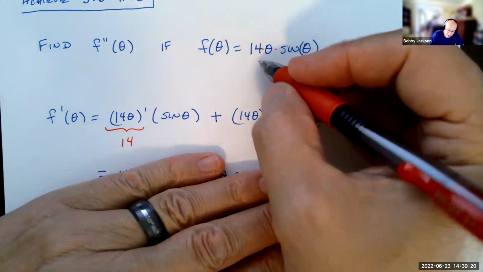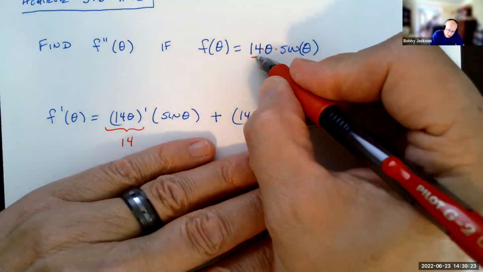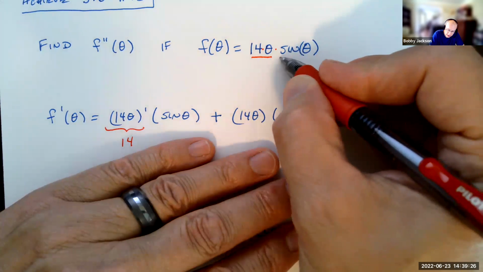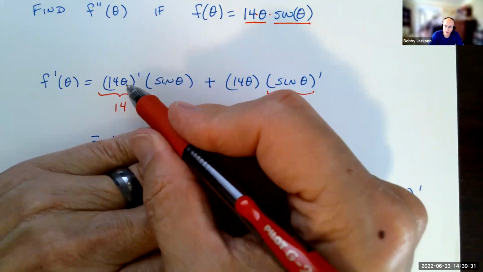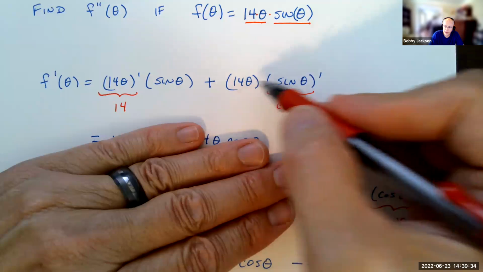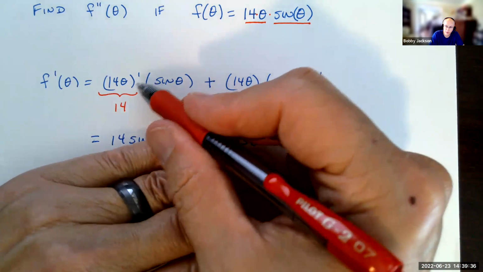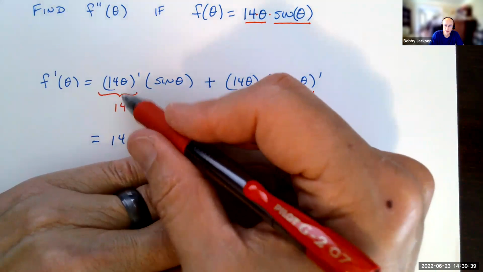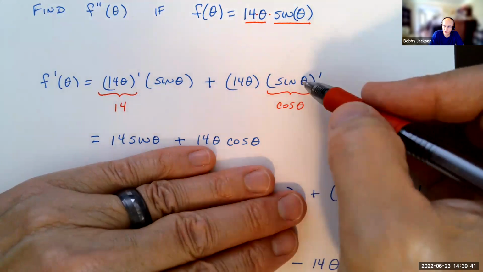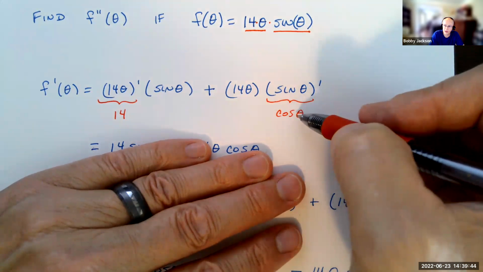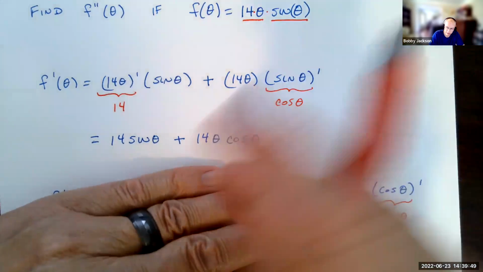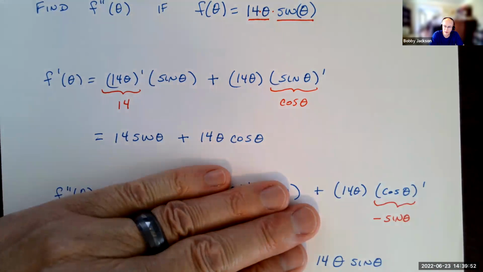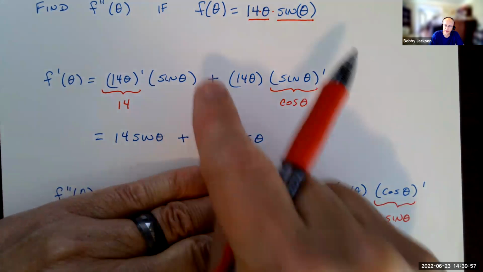So when I take the derivative the first time to find the first derivative, I'm going to think of this as a product of two functions, 14 theta times sine theta. So using the product rule, I take the derivative of 14 theta times sine theta plus 14 theta times the derivative of sine theta. Well, the derivative of 14 theta with respect to theta is just 14, right? And the derivative of sine theta, you have hopefully learned in this section, is cosine theta. And so we can now simplify that down to this. There's our first derivative.